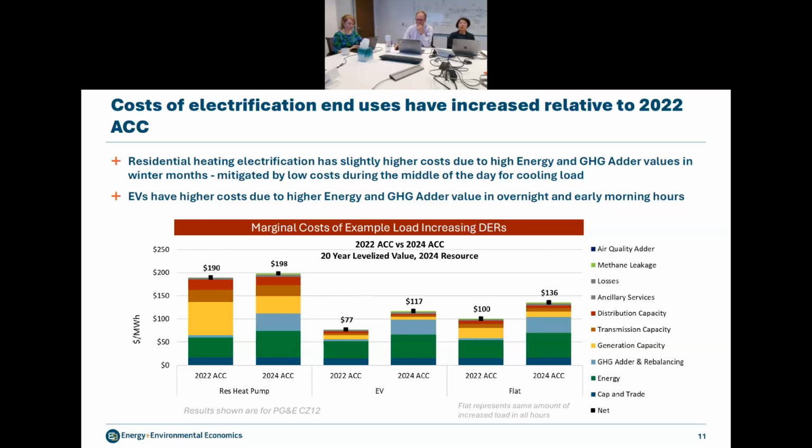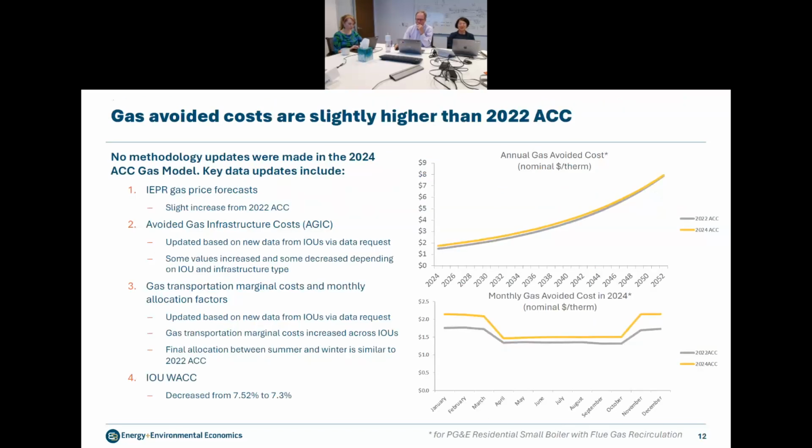That's a summary of the electric model. Let's move on to the next slide. We have one small update for the gas model. For the 2024 ACC, there's no methodology update for the gas model. We did update a few data points listed here, including the gas price forecast or gas commodity cost, the avoided gas infrastructure cost, the gas transportation marginal cost, and finally the IOU weighted average cost of capital.